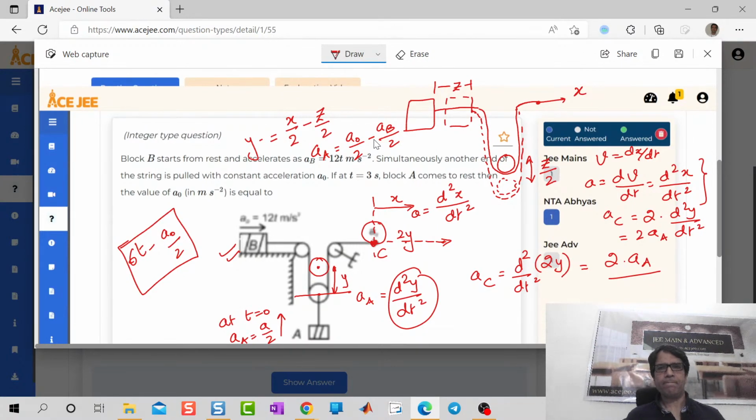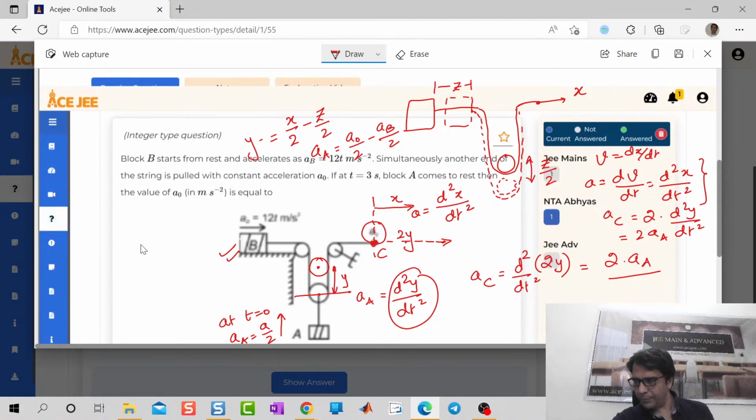Yes? Yes, sir. Okay. Now that we have the expression A naught by 2 minus 60, the question says when does it come to rest? Now we know how to proceed with that. How would we proceed with that, beta? You will first find out the expression for the velocity as a function of time. Yes, sir. Then integrate that to find the displacement. And then the net displacement should be 0. That will give you the time.